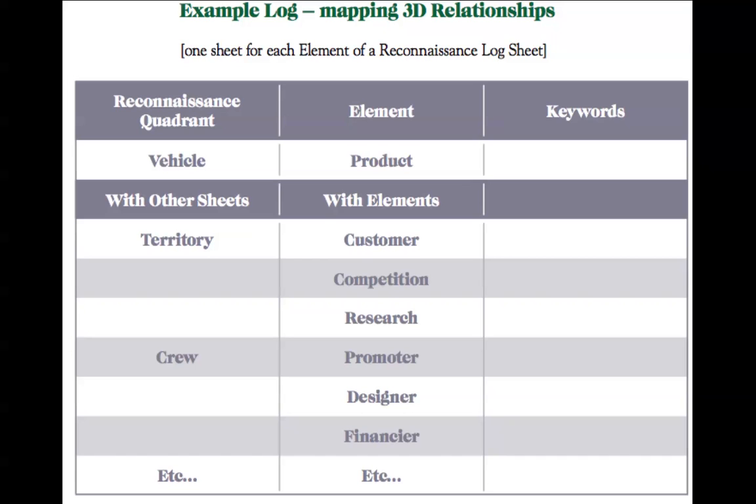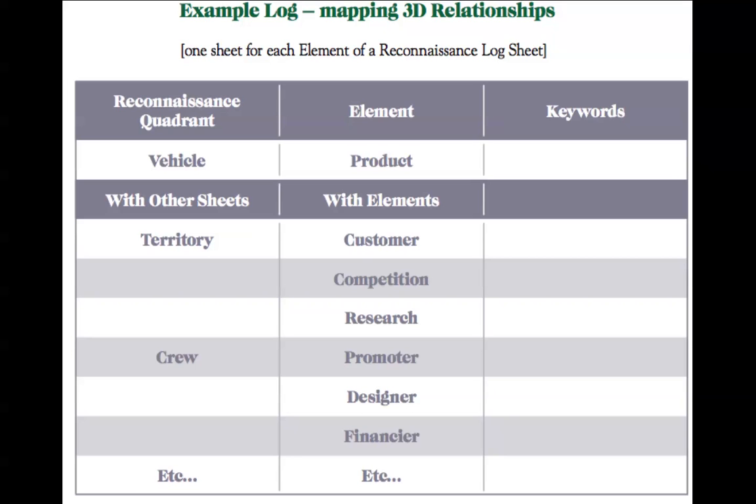In other words, within vehicle, I'll have one log sheet for each element that I identify as having relationships with elements from other quadrants. You just have to let this sink in. It takes a while. But in the example here, it's the vehicle element I've identified for this particular log, and the product is the element.